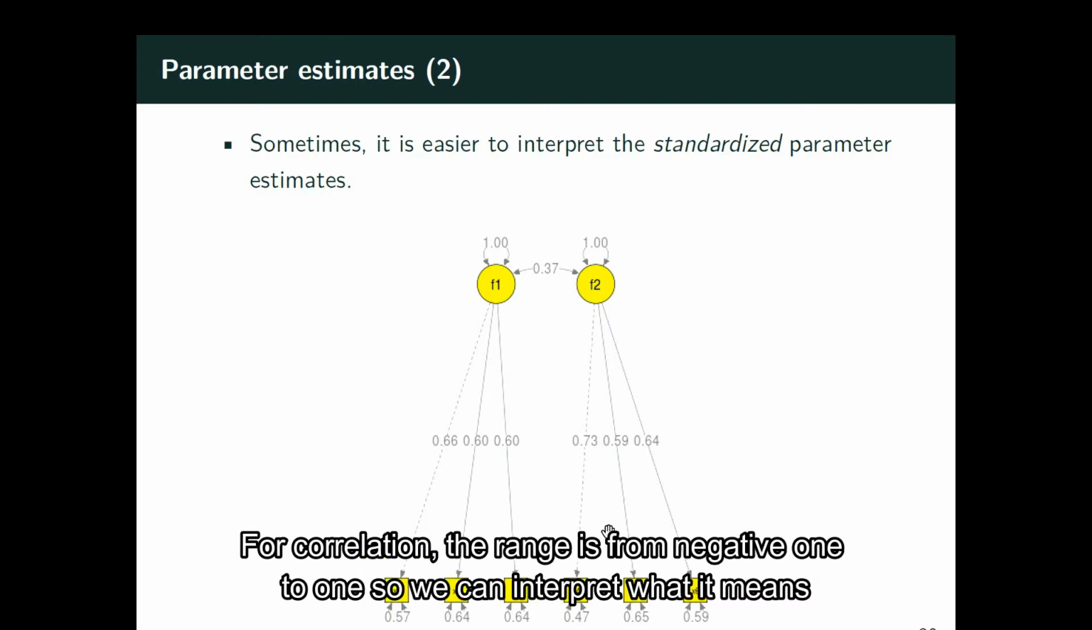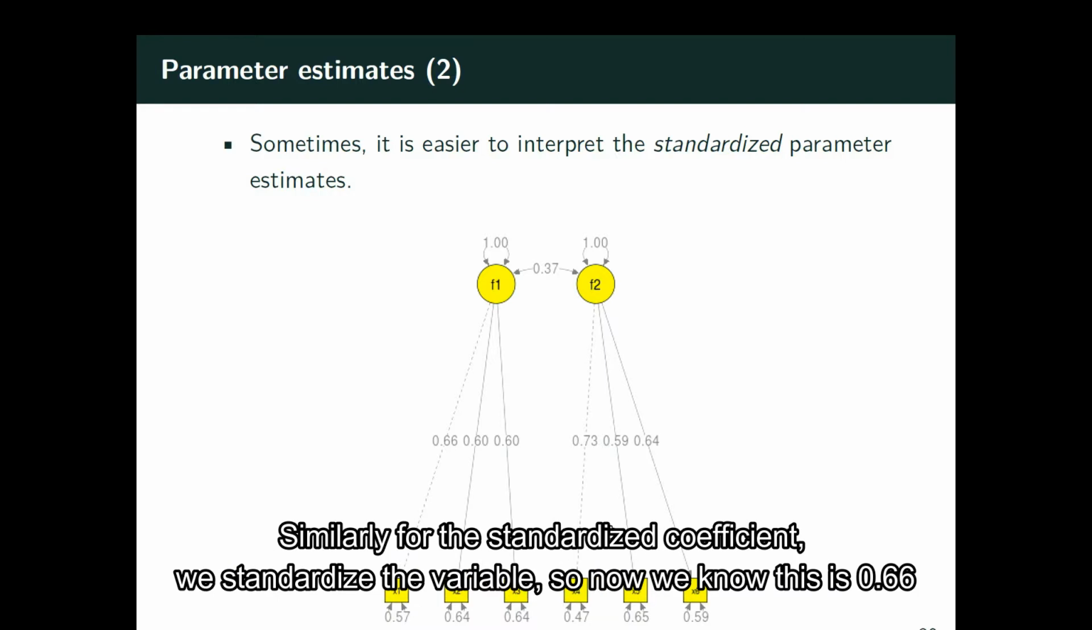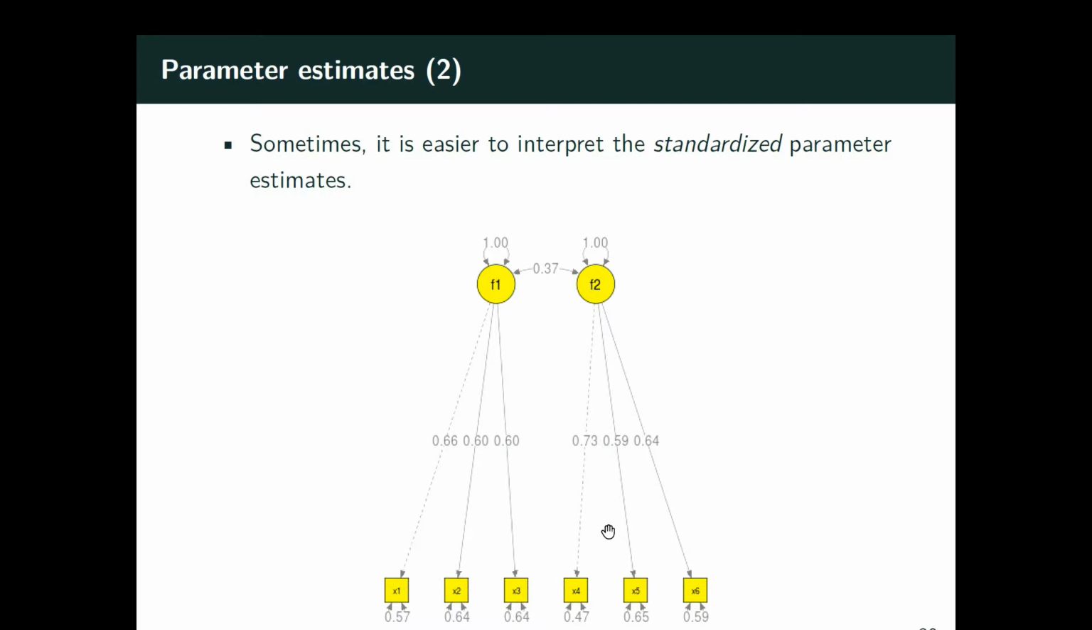For correlation, the range is from -1 to 1, so we can interpret what it means. Similarly, for the standardized coefficients, we standardize the variables. So now we know this is 0.66, 0.60.